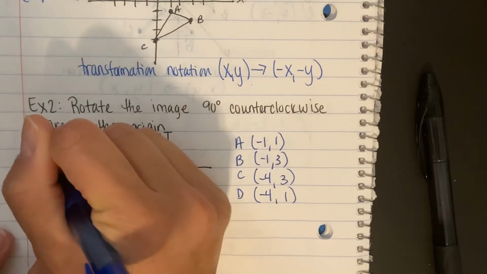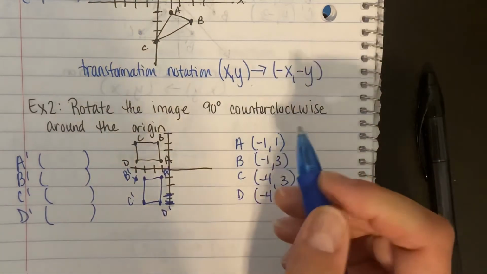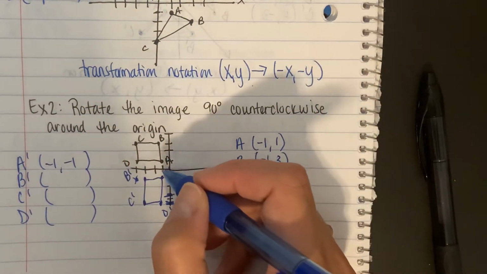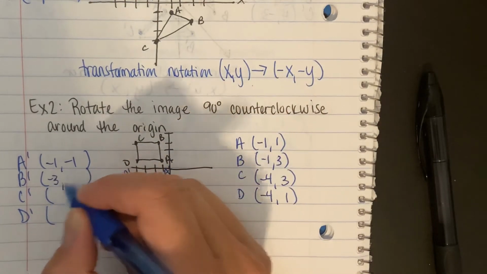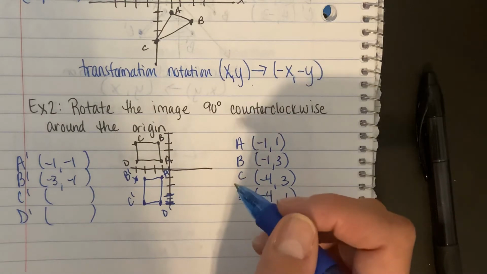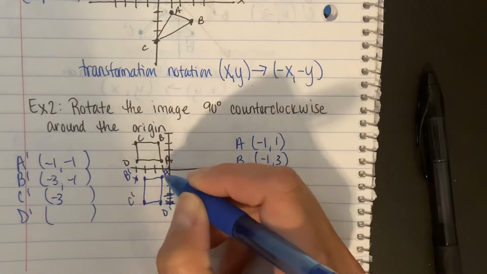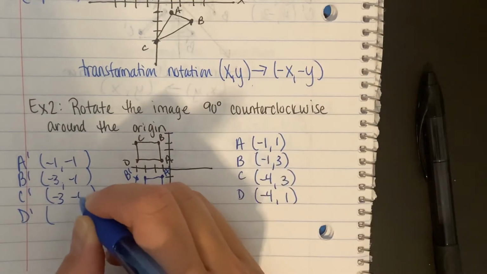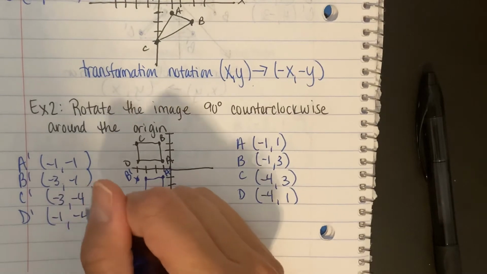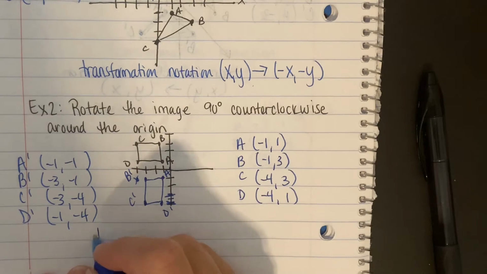All right, so A prime, B prime, C prime, and D prime. So A prime is at -1, -1. B prime is at 1, 2, 3, -3, -1. Point C is at -3, -4. And point D is at -1, -4. All right, so transformation notation.